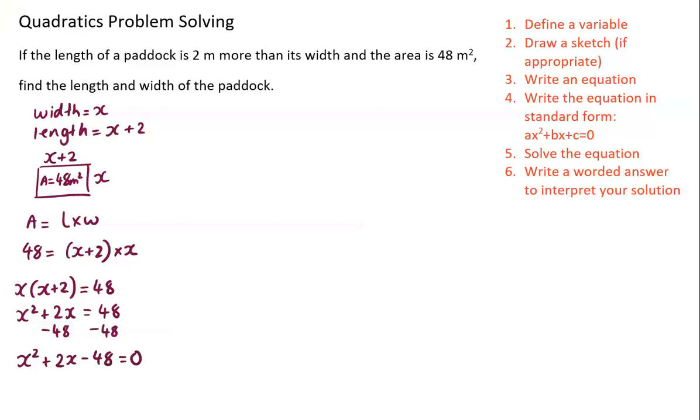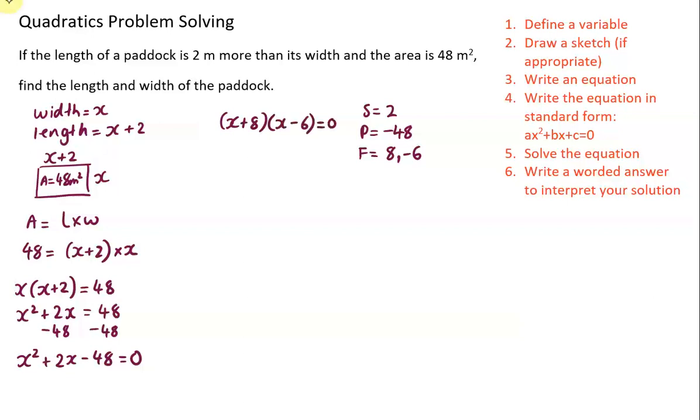Then we solve our quadratic, which we can either do by factorizing and using the null factor law or using the quadratic formula. I am going to use the null factor law for this one. So factorizing using my sum and product method. The sum of our two numbers is 2. The product of the two numbers is negative 48. So those two numbers, or the two factors, are going to be 8 and negative 6. And we can factorize as x plus 8, x minus 6 equals 0.